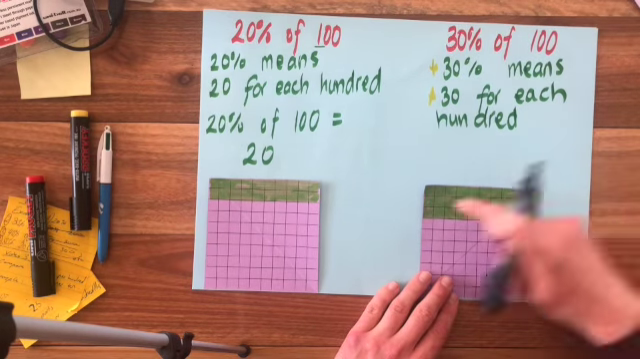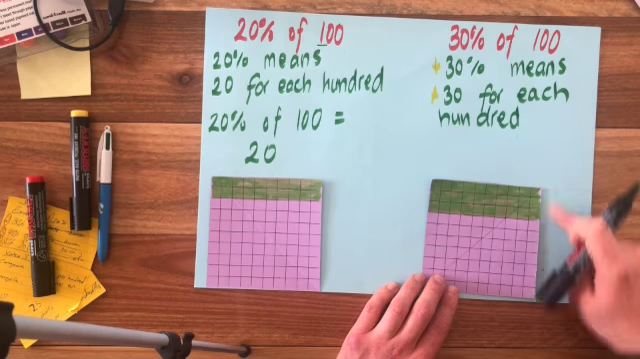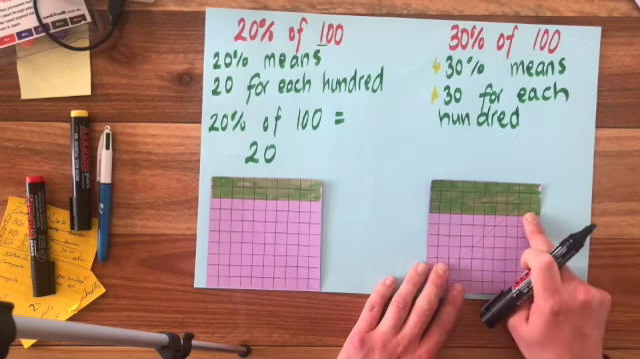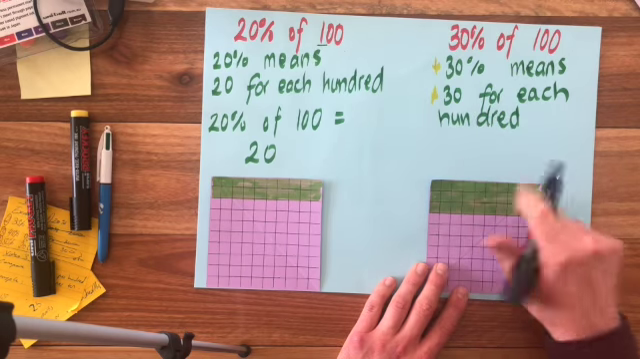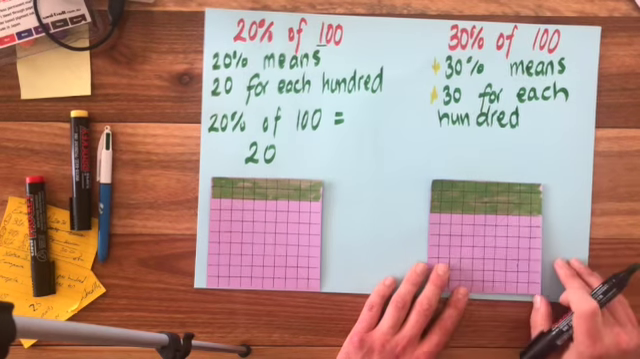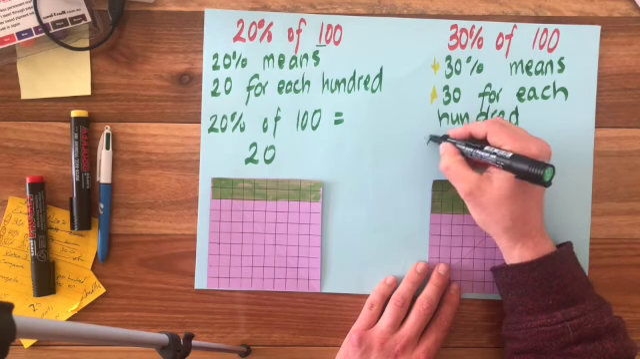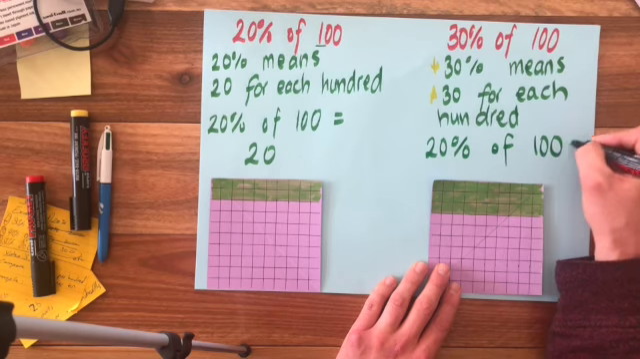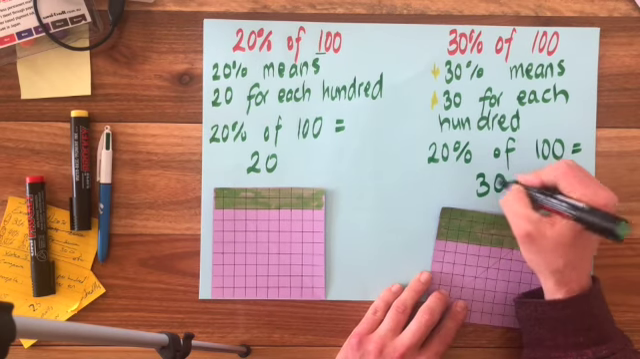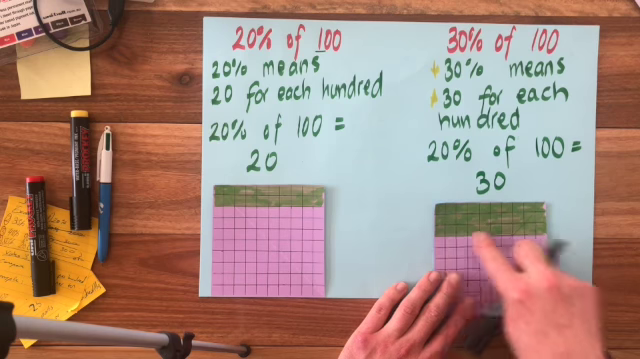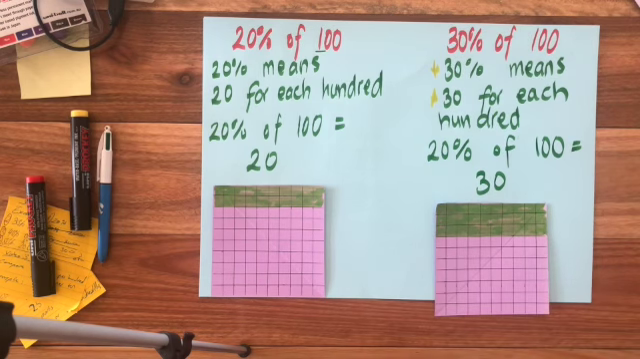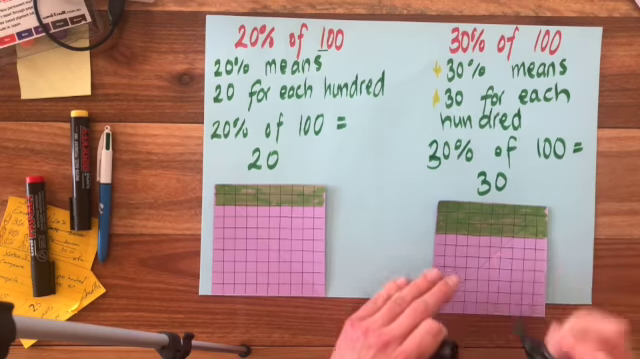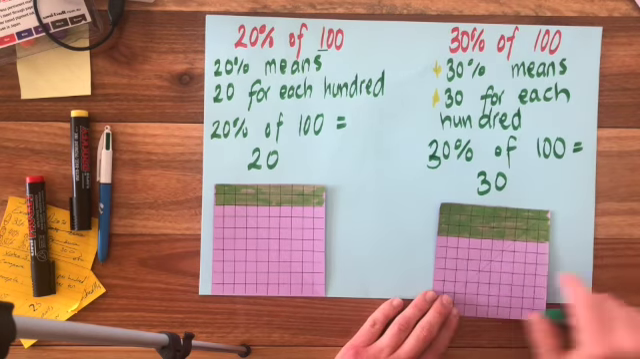I've got 100 small squares in my big square, so this is 100. And I've shaded in 30 of them because I know it's 30 for each 100, and I've got 100, so shaded in 30. So 30% of 100 equals 30. And we can clearly see that in my picture, 30 parts out of my 100.